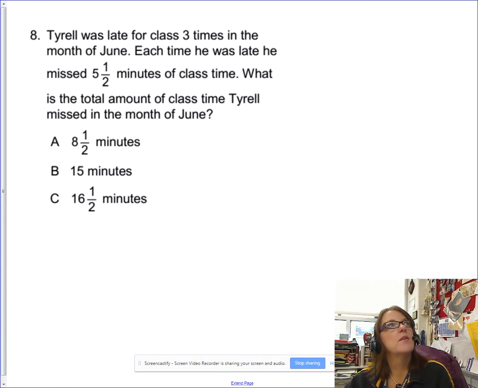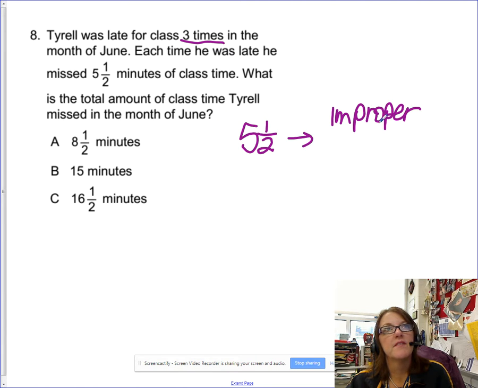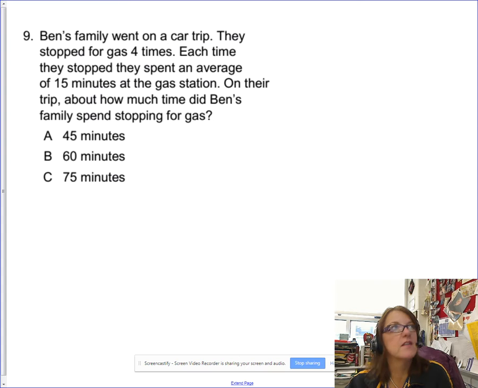All right, it says Tyrell was late for class 3 times in June. Each time he was late, he missed 5.5 minutes of class time. So what was the total amount? Total means you could either add them all together, or this says 3 times that number. When you are dealing with mixed numbers, remember that you should really take this mixed number and turn it into an improper fraction. Okay? Then go ahead and do your multiplying. If you're going to add it, you could just come off and add it. Either way is acceptable. Show me your work.